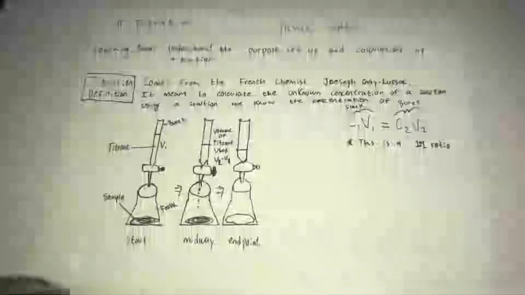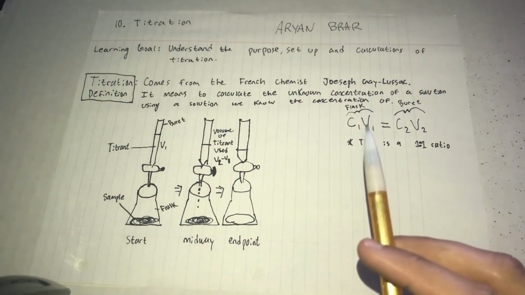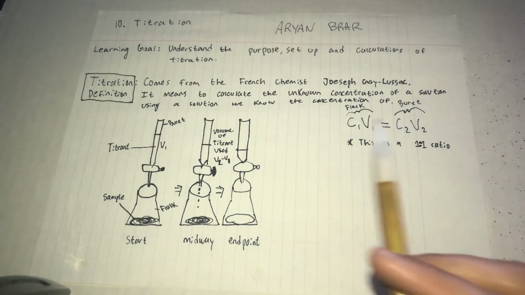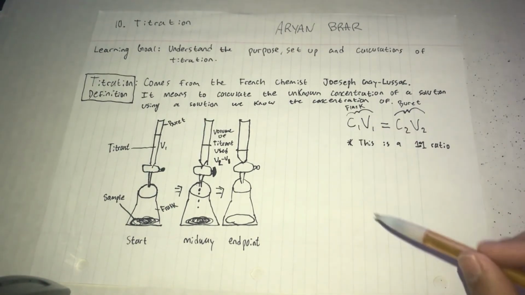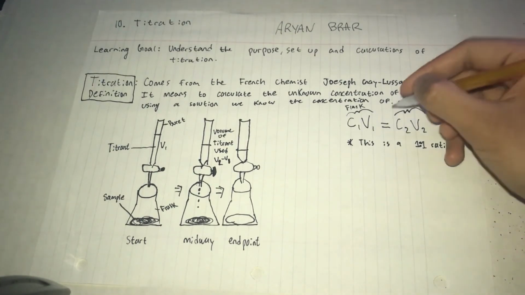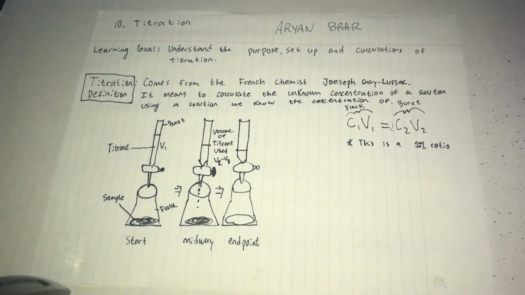If there was 2 moles of titrant needed to neutralize 1 mole of solution in the flask, then you need to put a coefficient of 2 in here to have it as a 1-to-2 ratio. And that's basically what the purpose, the setup, and the calculations of titration are for acids and bases.